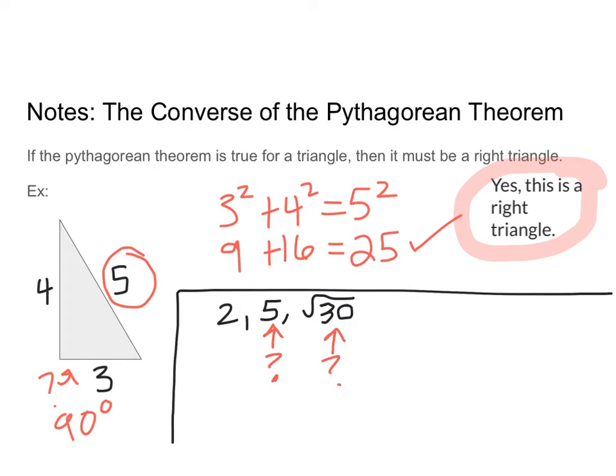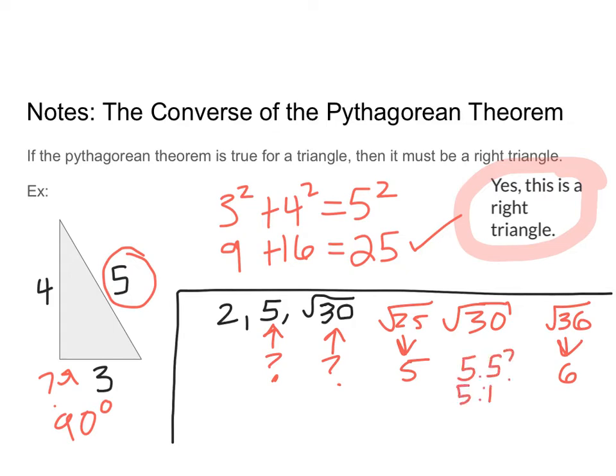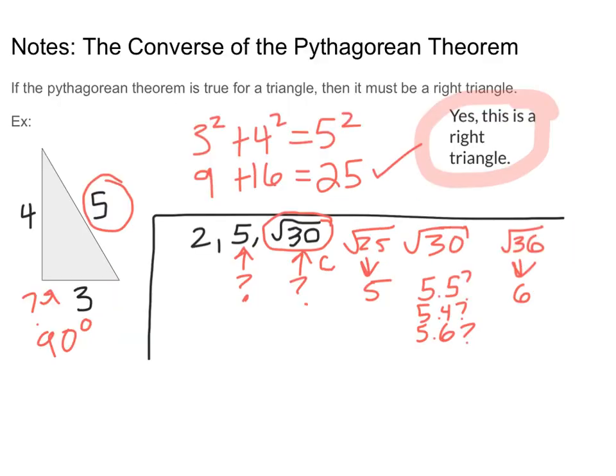I think we can assume that 2 is not the longest length. Well, square root of 30 is going to be somewhere between the square root of 36, aka 6, and the square root of 25, which is 5. So square root of 30 is going to be somewhere in between 5 and 6, like maybe 5.5, 5.4, 5.6. Doesn't really matter because it's definitely bigger than 5. So that means that root 30 would be our C value because it is the longest.